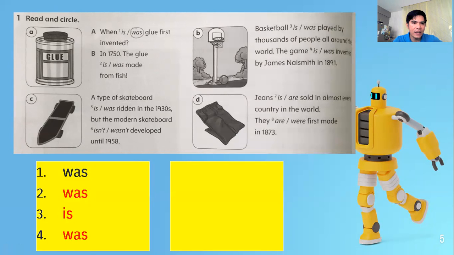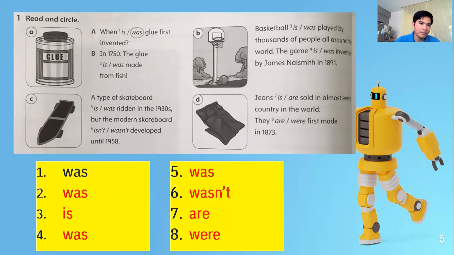For number 5, a type of skateboard was ridden because of the time expression 1930s, but the modern skateboard wasn't developed until 1958. Number 7, jeans, plural. There's no time expression, so we use present. Are sold in almost every country in the world. And last number, they were first made in 1873.